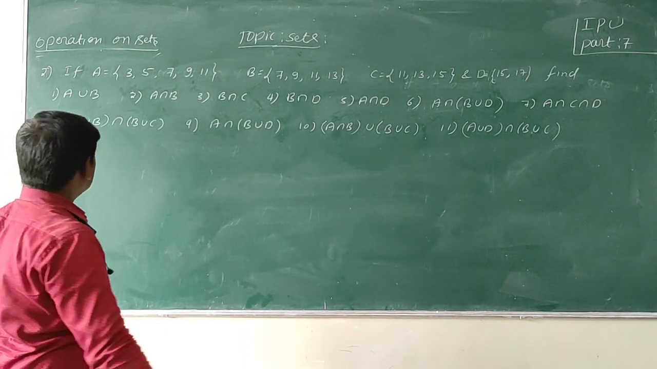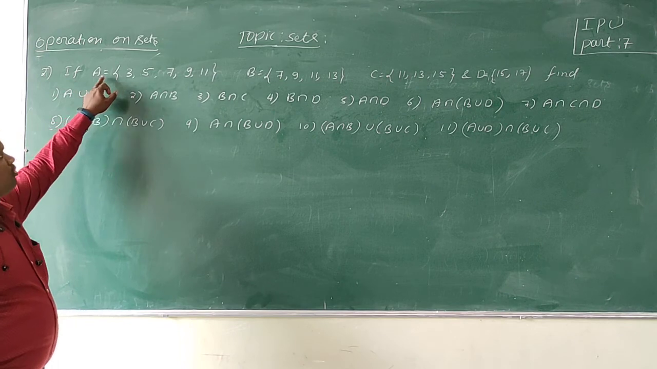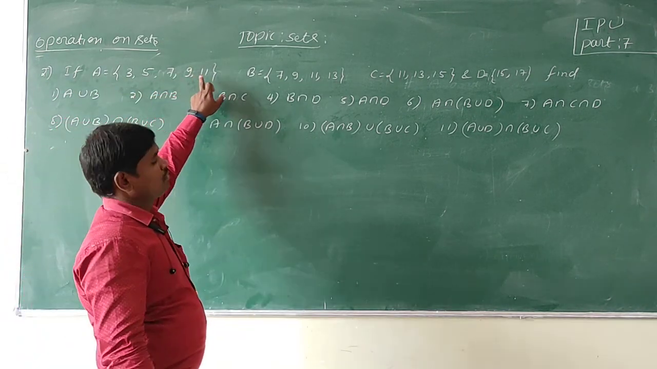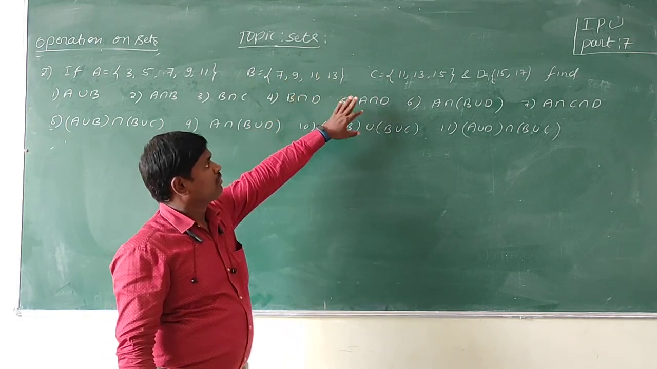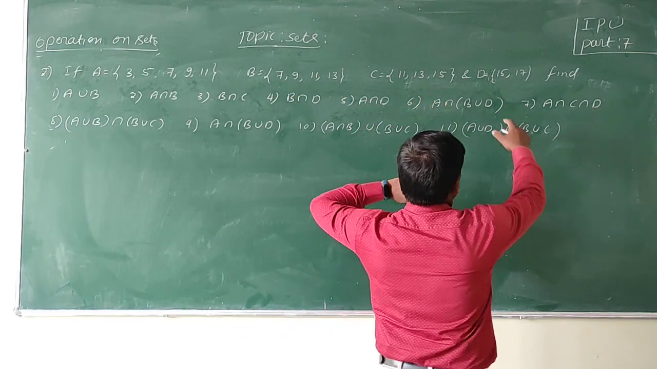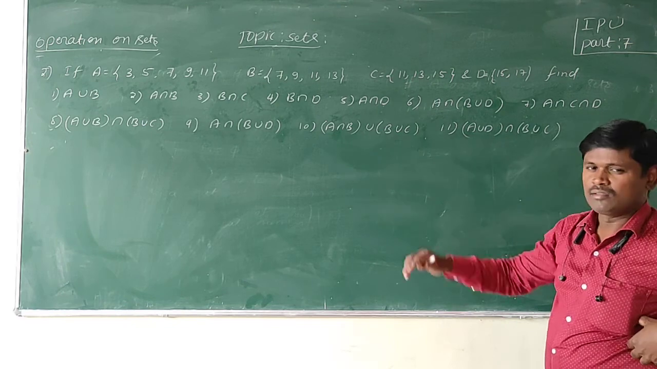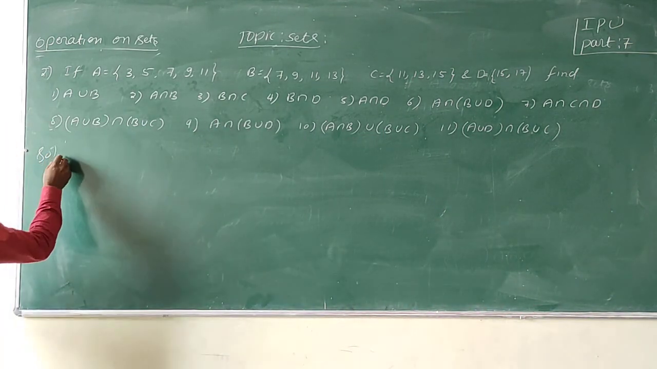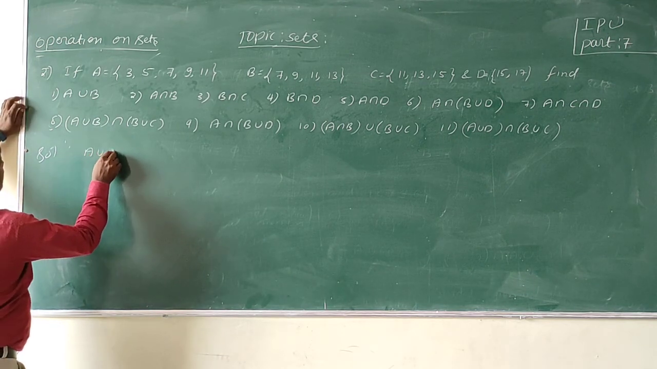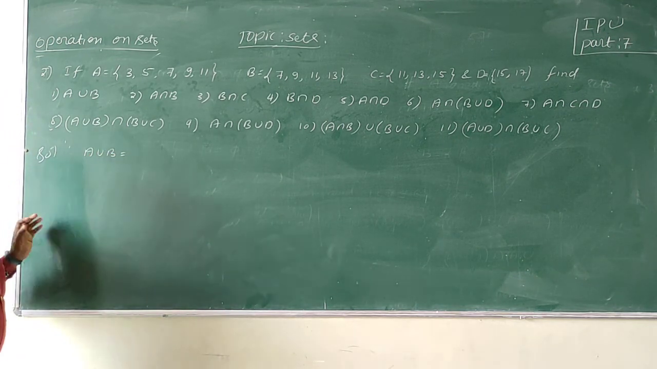So next problem. If A is equal to {3, 5, 7, 9, 11}, B is {7, 9, 11, 13}, C is {11, 13, 15} and D is {15, 17}. Find the following. The first one, solution.